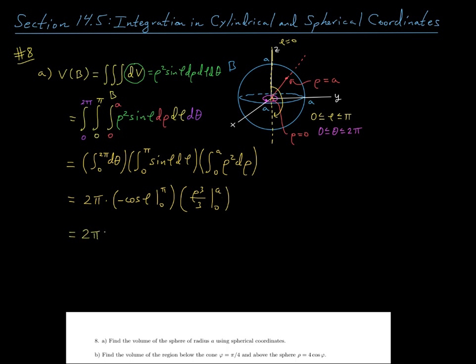All right, so then if I plug in pi, I'll get 1. And then if I plug in 0, I'm going to get a negative 1, but it's being subtracted. So I'm actually going to get a 2 there, a 1 minus a negative 1. And then here I'm going to get a cubed over 3. Plugging 0 in, I'm going to get a 0. So we get a cubed over 3. And voila, there's your 4 pi a cubed over 3 as it should be.